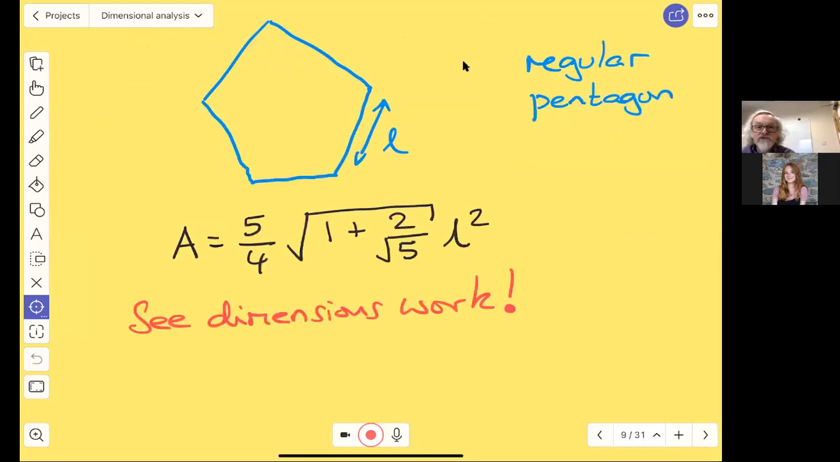So here's an expression for the area of a regular pentagon. And if I say that the perimeter of the pentagon is 5 times L, so this side here is L, that's L, etc., then you can work out that its area is this number times L squared. And again, the number is just a geometric number. You can work it out in terms of tangents. But this L squared is showing you that the dimensions work. Okay, so any expression for area is going to be a number times a length squared.